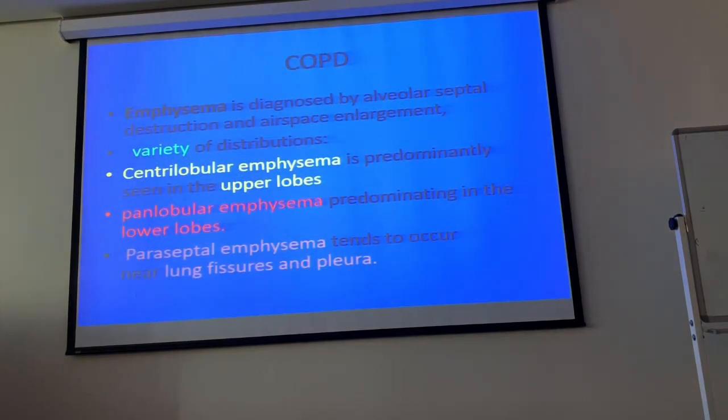So what is emphysema? It is the destruction of the alveolar septum, and the airspace is enlarged. There are a variety of distributions, as we already said. Centrilobular emphysema is predominantly seen in the upper lobe, and panlobular emphysema predominantly in the lower lobe. It does not mean that the other lobes are not involved, but I say predominantly.